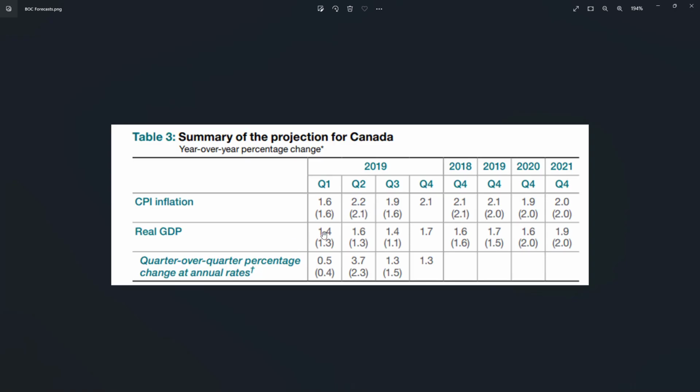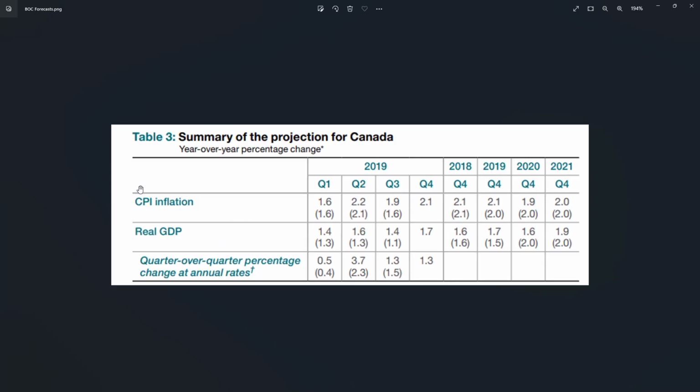Then you got the same thing for real GDP. So you can see GDP is expected to be fairly stable over the next few months. As the central bank mentioned, slight growth expected, which we can see from Q3 to Q4, and even if you go from 2019 to 2021, a slight pickup is expected. So those are the two main readings you have here.